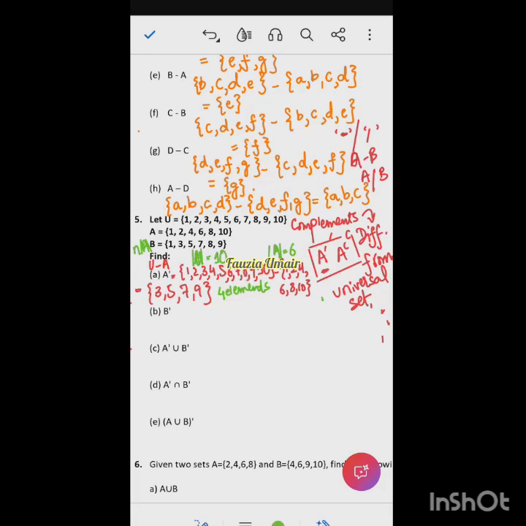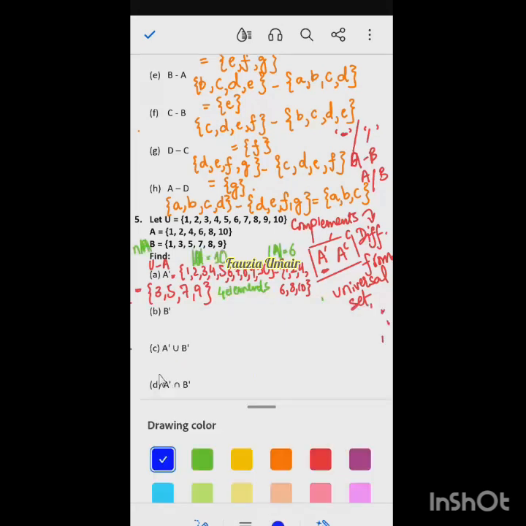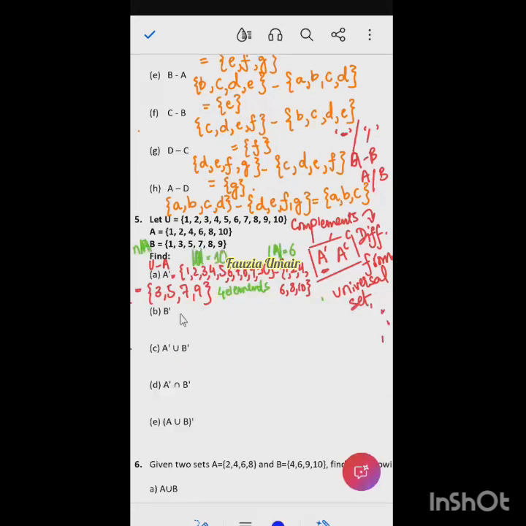So now moving on to the next question. Next is B complement. So B complement, just like we said, is U minus B, universal set minus B, right? So the universal set, we will write it down so that we can see clearly: 1, 2, 3, 4, 5, 6, 7, 8, 9, 10. It's a good habit when you are new to set notations, right?